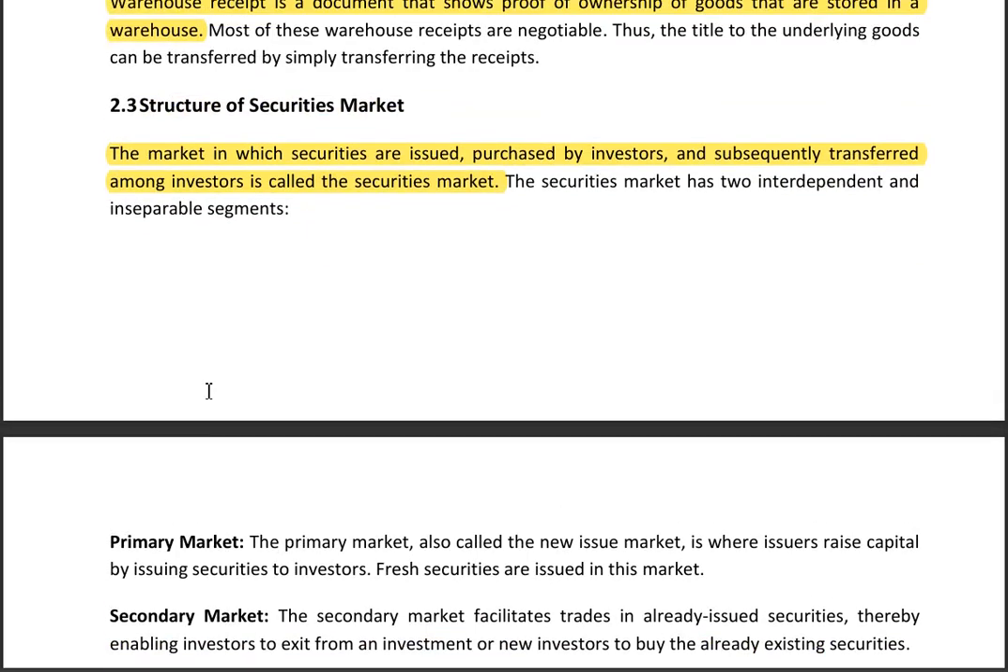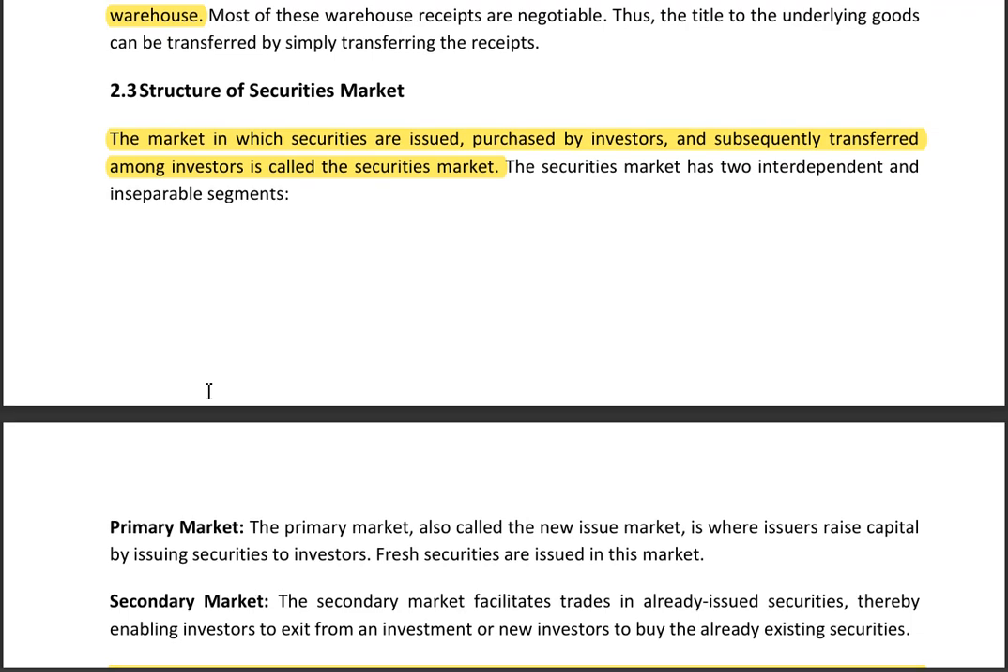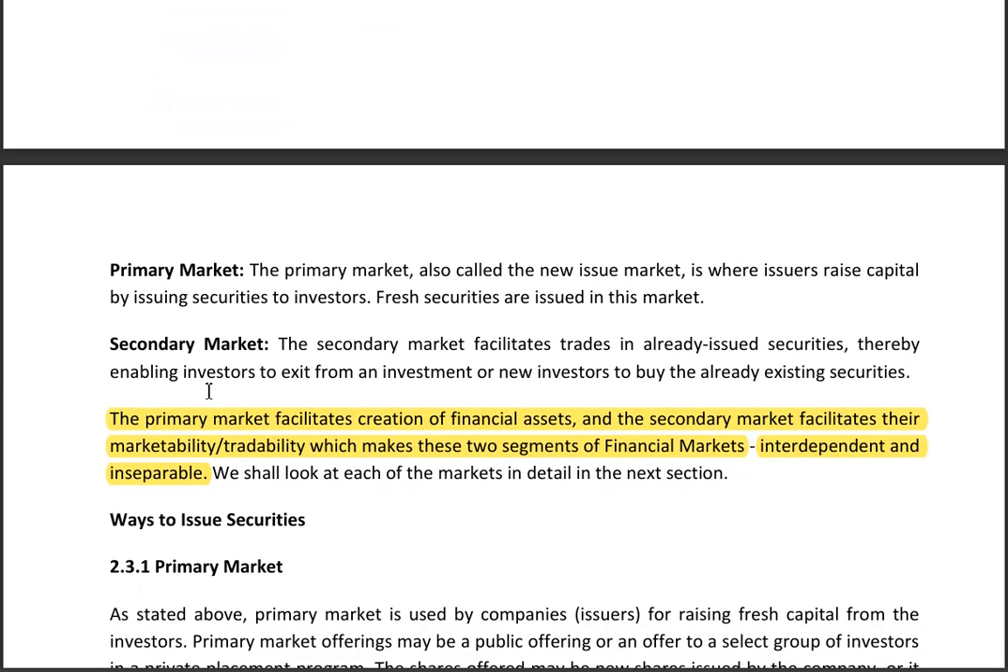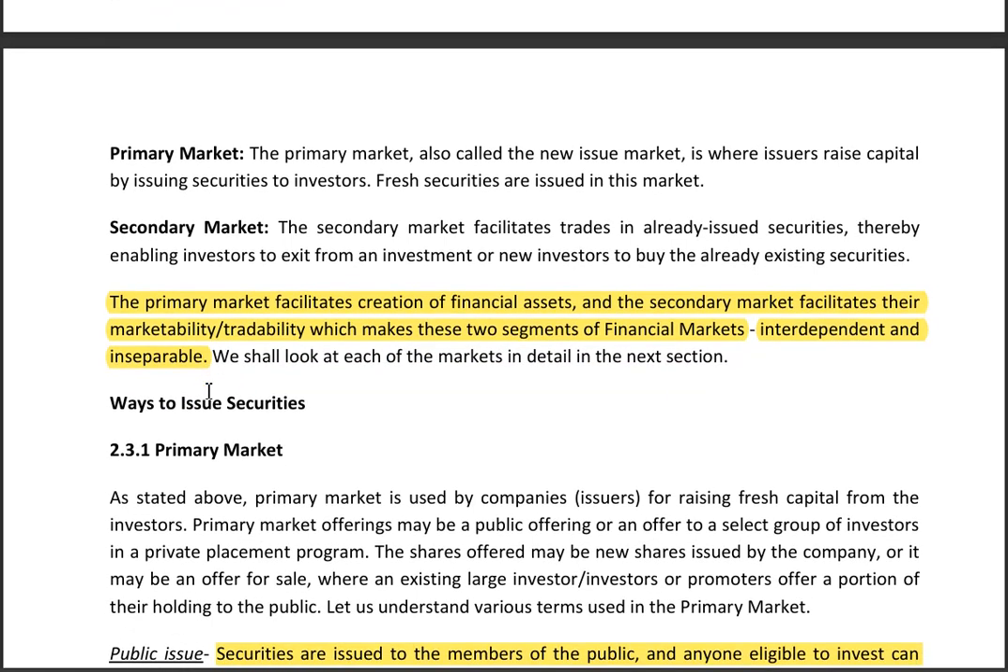Structure of securities market. The securities market has two parts: primary and secondary market. Simply, the primary market is known as the new issue market. When a company wants to raise funds for the first time, or wants to list on the stock exchange for the first time, it is called the primary market. Secondary markets are for already listed securities. Those who want to exit and buy shares of listed companies can participate in this.